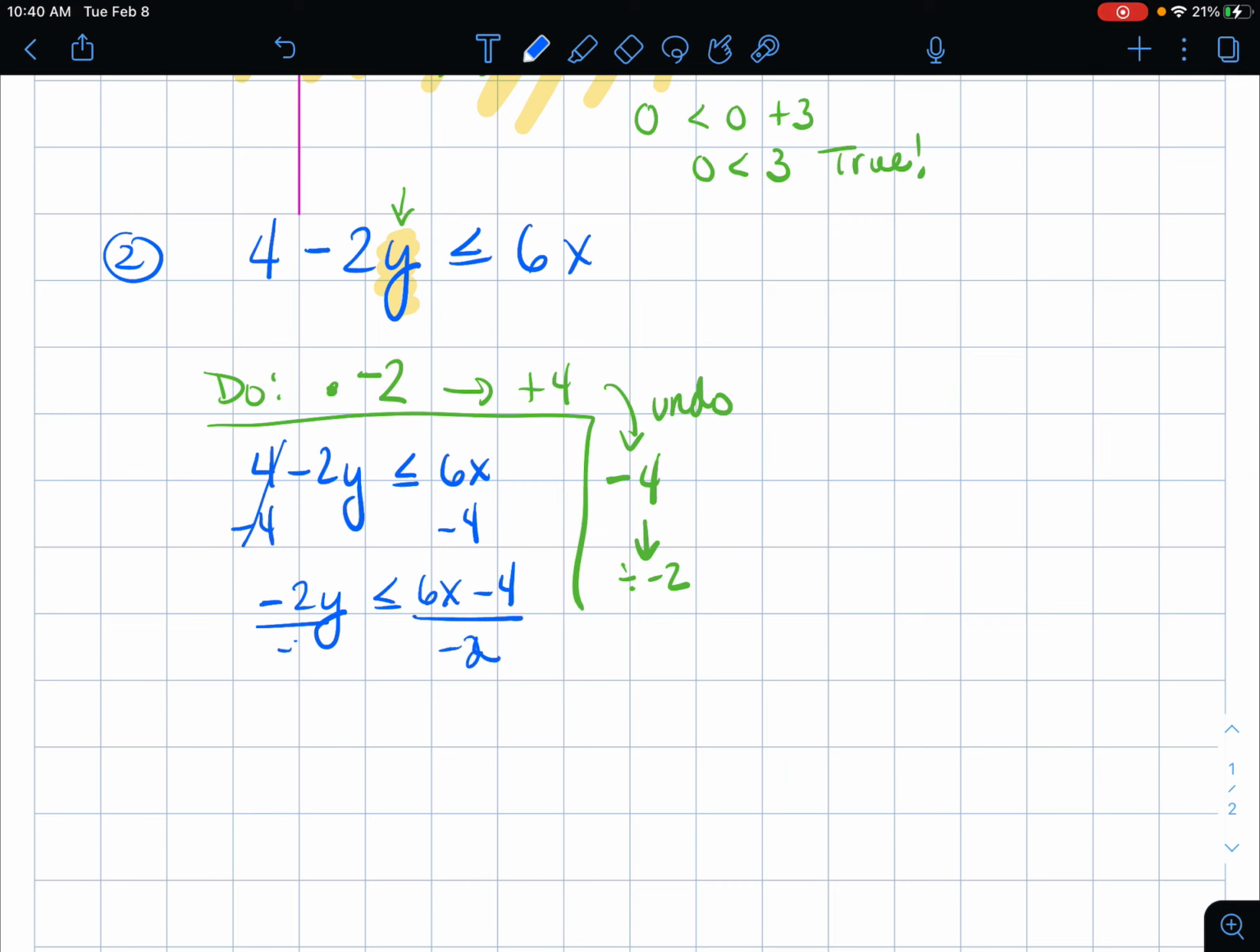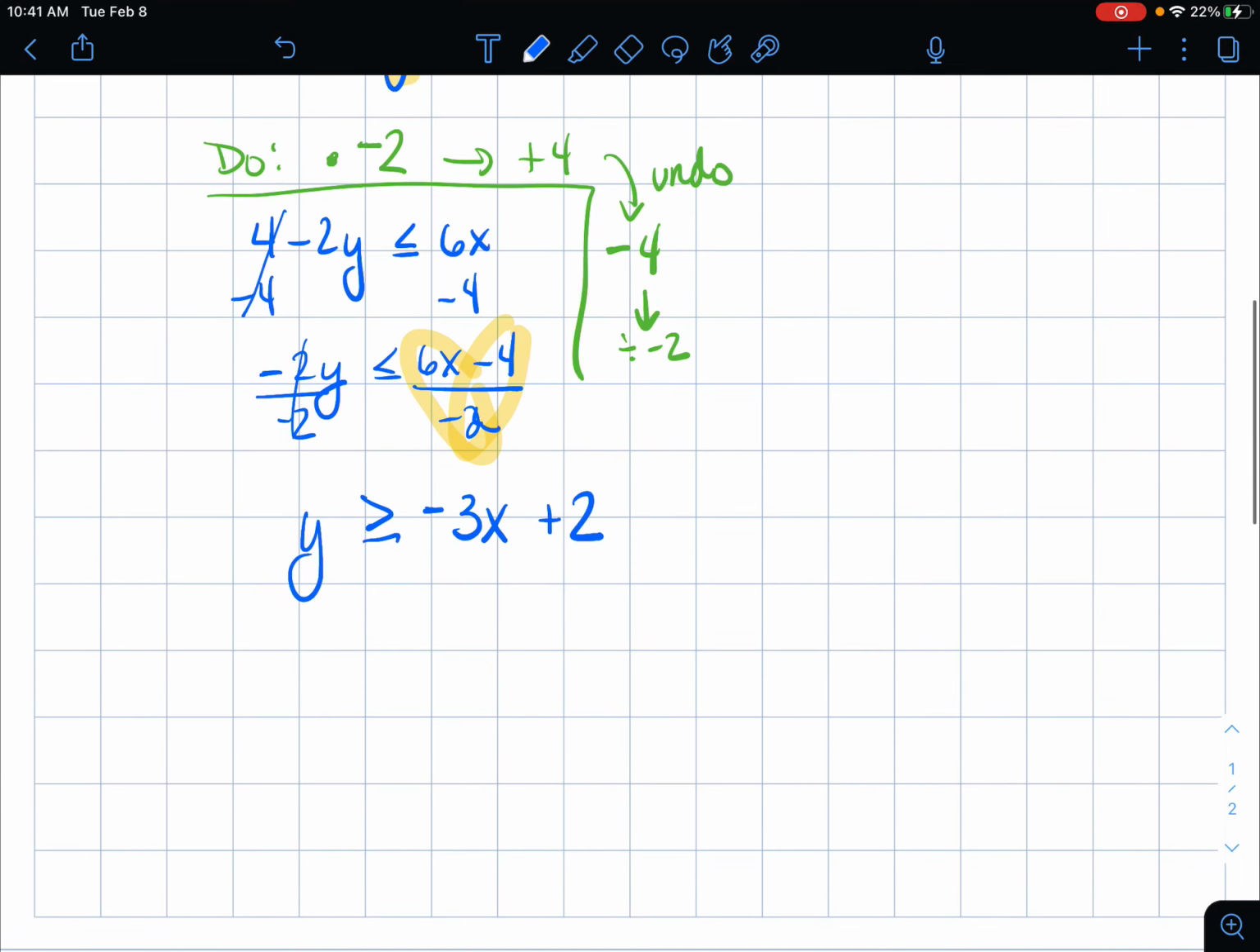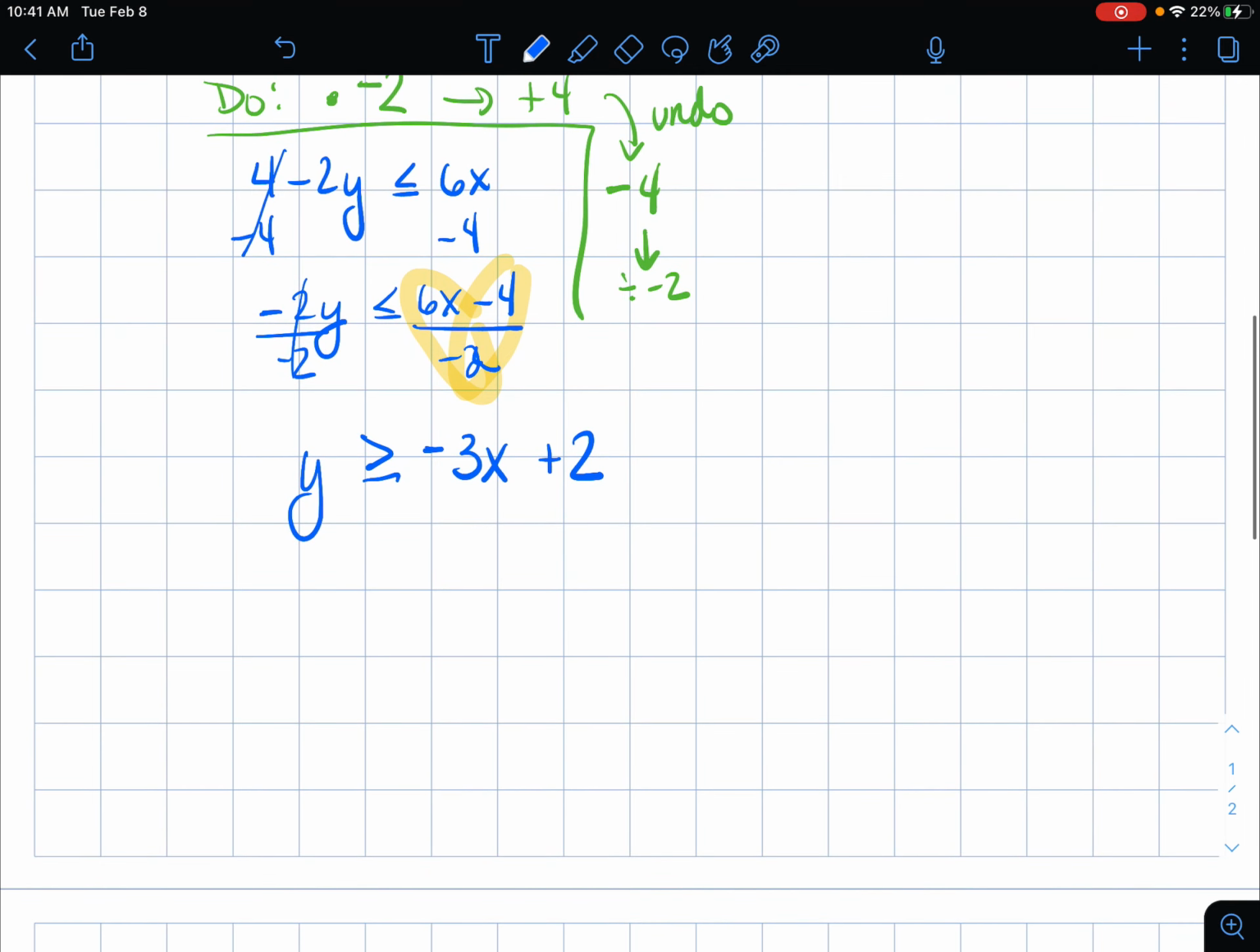Now here I want you to be very careful. Remember with inequalities, if we divide or multiply both sides by a negative, what happens to that inequality? It's going to reverse. So it's going to be greater than or equal to. Now this is our math is love where we split the fraction. 6x over -2 is -3x. -4 over -2 is +2. And now we're ready to go ahead and graph.